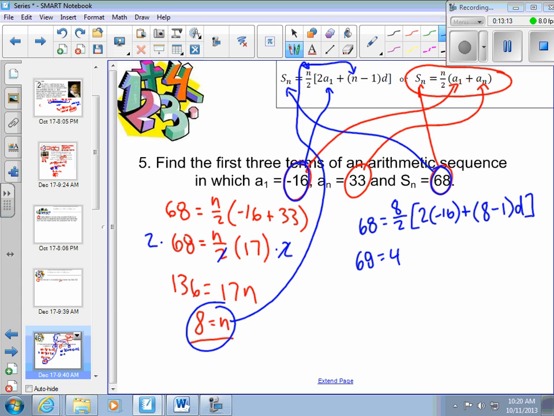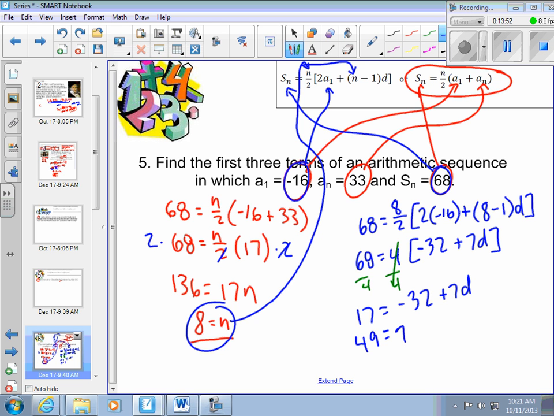8 divided by 2 is 4. 2 times negative 16 is negative 32. Our parentheses equals 7. Let's divide by 4 here. And if we divide that by 4, we're going to get 17. Add 32 to both sides, and we're going to get 49. Finally, divide by 7, and our common difference is 7.